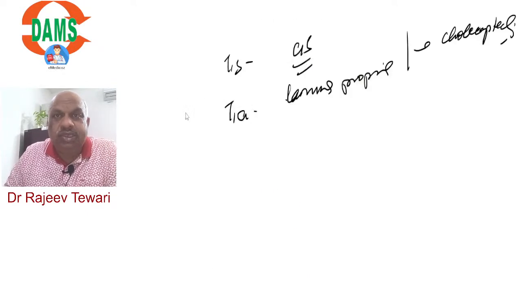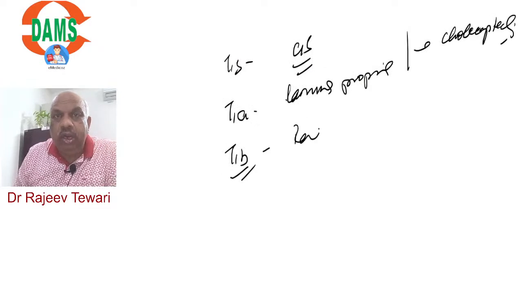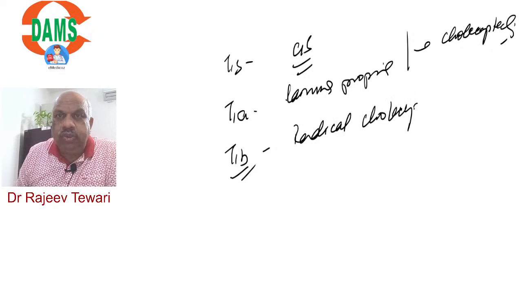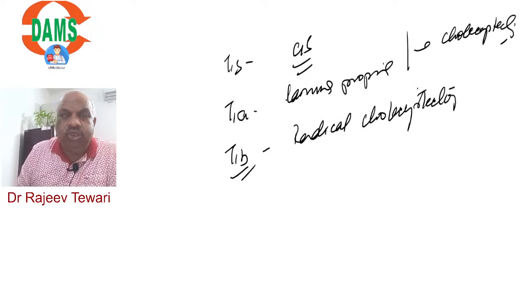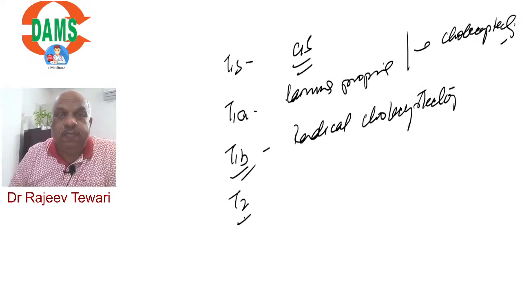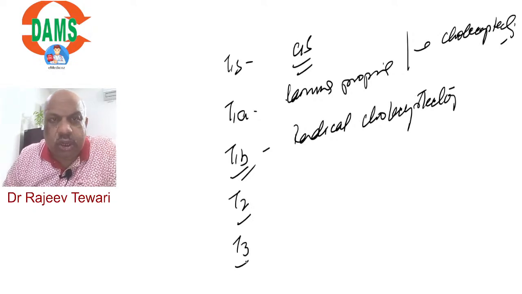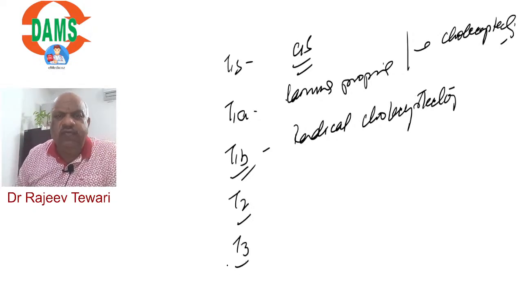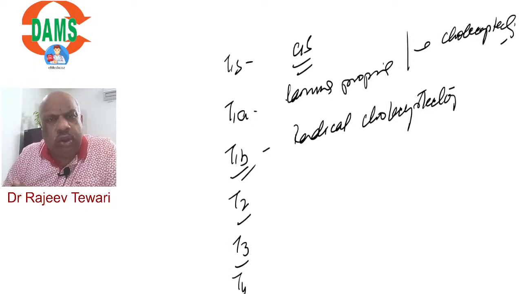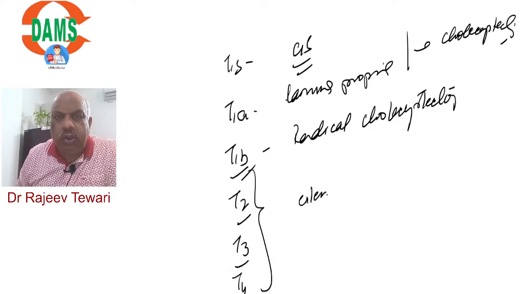But once muscle is invaded, that is T1B, you have to go for radical cholecystectomy. You should remove some liver, a 2 centimeter liver margin, wedge resection with this. T2, that is perimuscular tissue, not invading through the serosa, T3 outside serosa or one organ involved, and T4 is surrounding 2 organs or vessels involved. All these cases you do extended cholecystectomy.